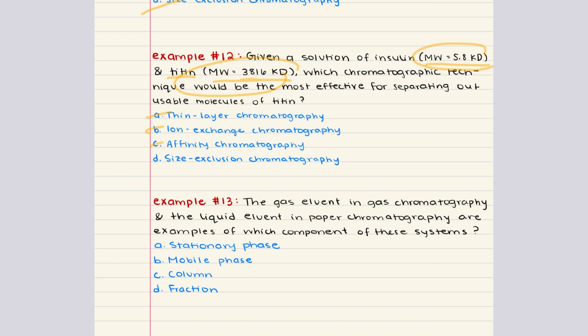Finally, choice D says size exclusion chromatography. This is exactly what we want. In this technique, the column is filled with porous beads, and small molecules like insulin are going to get trapped in the pores, so that means they travel more slowly. The large molecules like titin, they can't enter the pores, so they elute first. This makes it the most direct and effective way to separate such a large protein from a much smaller one. So once again, 12 is D.